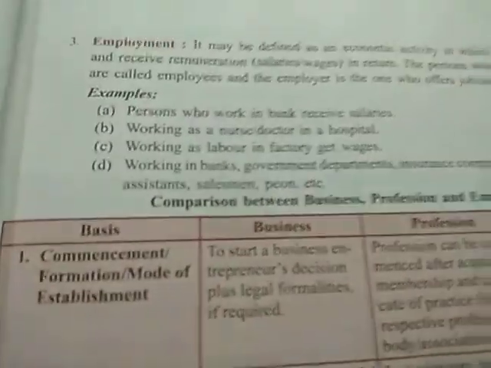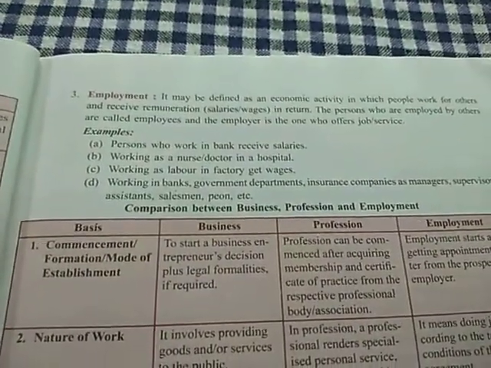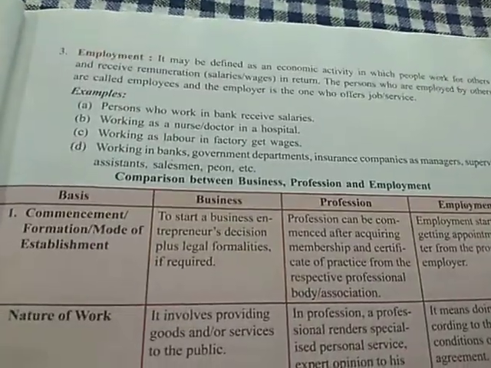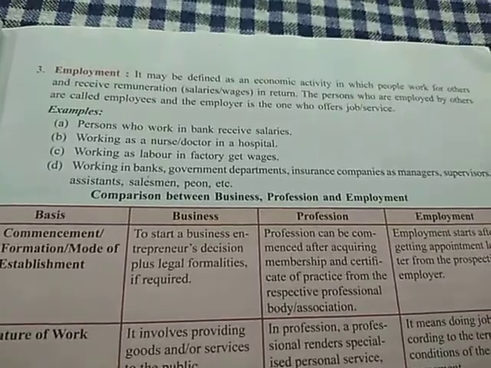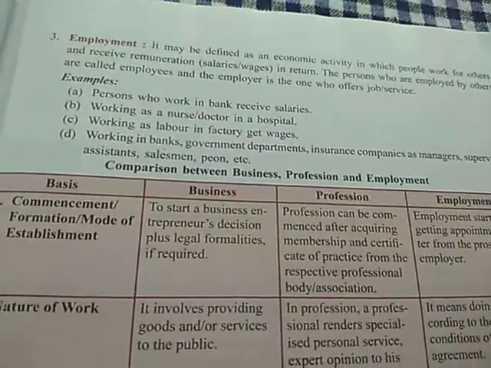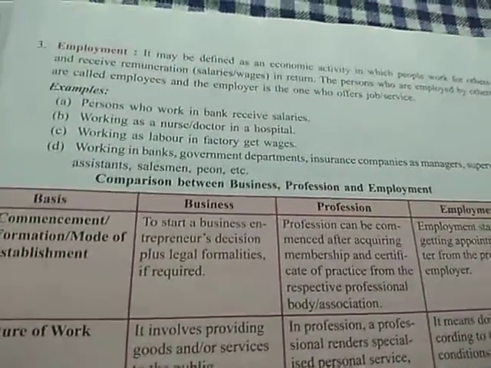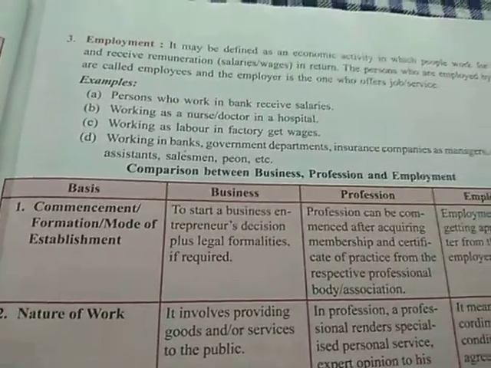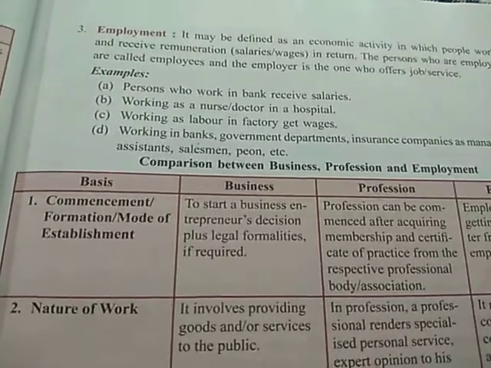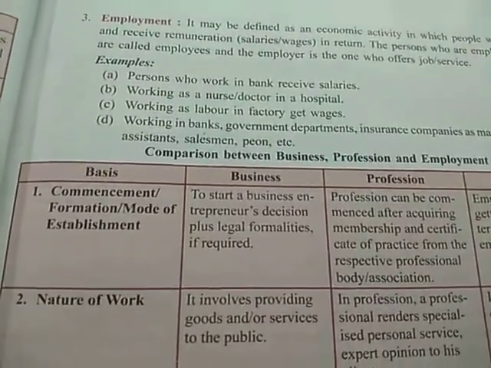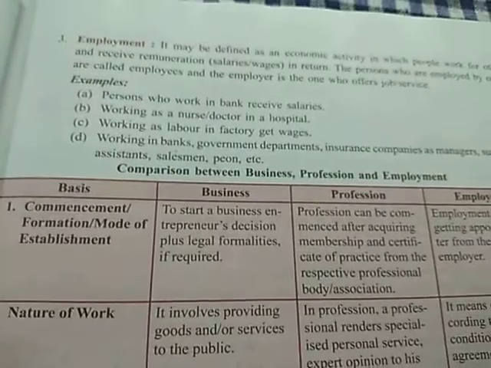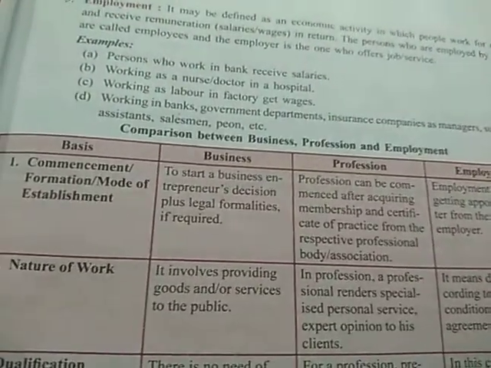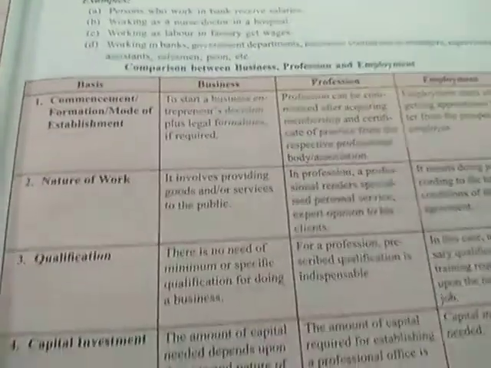Next is employment. It may be defined as an economic activity in which people work for others and receive remuneration, that can be salary or wages, in return. The persons who are employed by others are called employees, and the employer is the one who offers jobs or service. Examples: people who work in a bank and receive salaries, working as a nurse or doctor in a hospital, working as a laborer in a factory and getting wages, working in banks, government departments, insurance companies as managers, supervisors, assistants, salesmen, peons, etc. So these are all examples of employment.